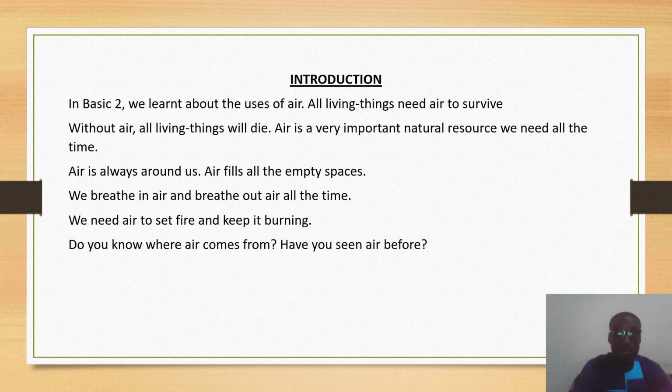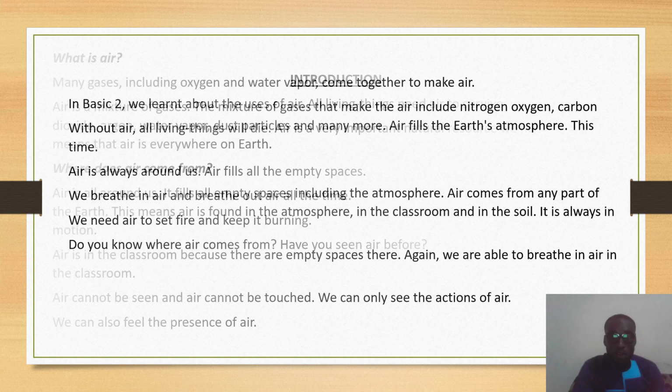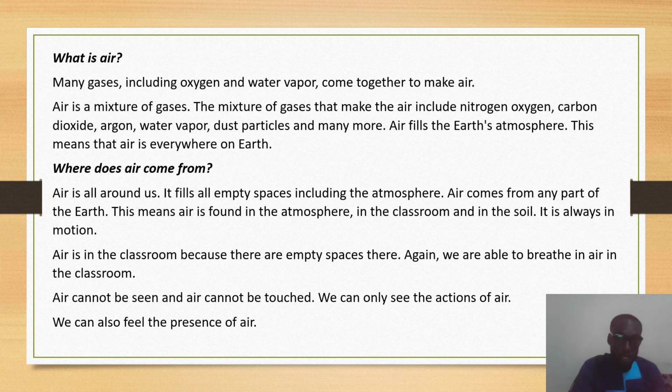Do you know where air comes from? Have you seen air before? Alright, so what is air? So many gases, including oxygen and water vapor, come together to make air. Air is a mixture of gases. The mixture of gases that make the air include nitrogen, oxygen, carbon dioxide, argon, water vapor, dust particles, and many more. Air fills the Earth's atmosphere. This means that air is everywhere on Earth.